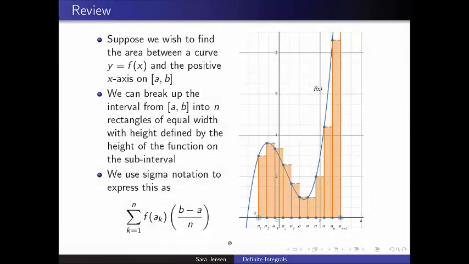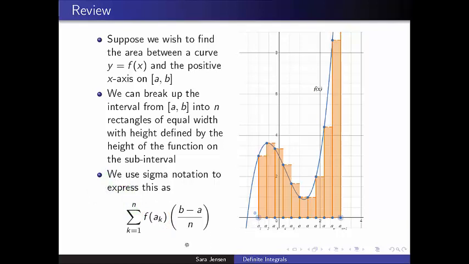It therefore becomes the case that if we want to consider the area of one of these individual orange rectangles pictured over here on the right, we're going to find it by computing its width times its height, where its width is given by that value, b minus a over n, that we discussed previously, and its height is given by evaluating the function f on one of the a sub k's, where we're using the a sub k equal to the leftmost endpoint of that interval.